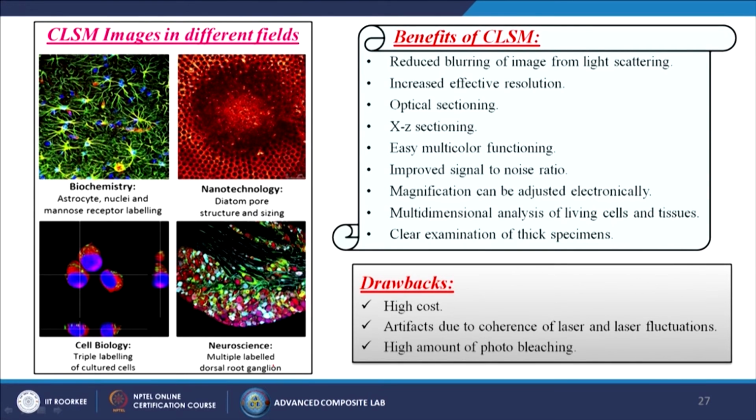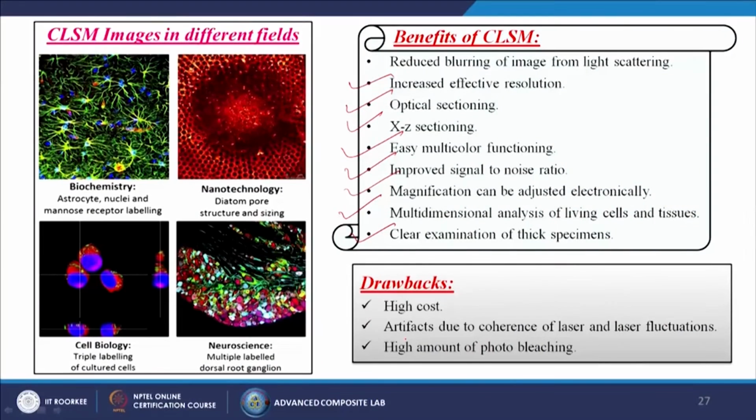So, what are the benefits of CLSM? Reduced blurring of image from light scattering, increased effective resolution, optical sectioning, XZ sectioning, easy multicolor functioning, improved signal to noise ratio, magnification that can be adjusted electronically, multidimensional analysis of living cells and tissues, and clear examination of thick specimens. Of course, there are certain drawbacks also. The equipment cost is too high, there are artifacts due to coherence of the laser and laser fluctuations, and a high amount of photobleaching.